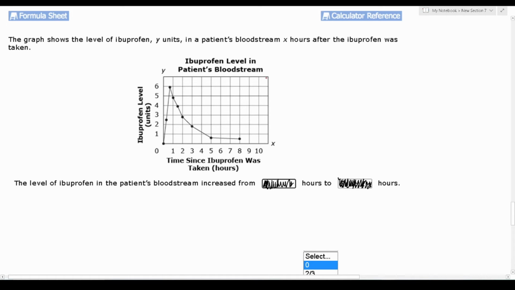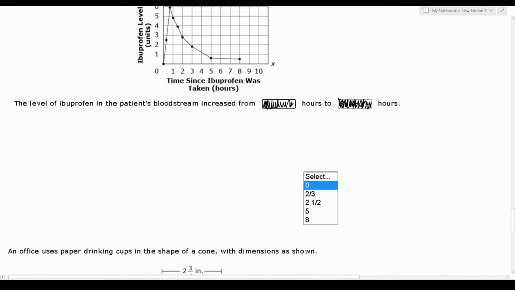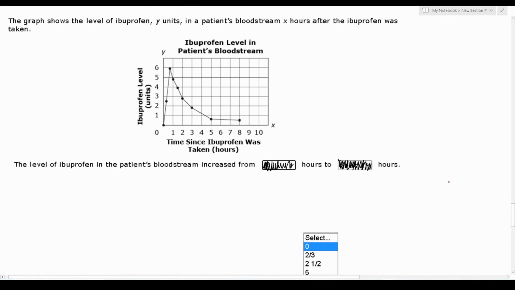All right, this next question says, the graph shows the level of ibuprofen, Y units in a patient's bloodstream X hours after the ibuprofen was taken. The level of ibuprofen in the patient's bloodstream increased from blank hours to blank hours. Okay, and we can see that we have these drop-down choices, and here are our choices for here as well as here. So to answer this question, we have to analyze this chart and figure out when the amount of ibuprofen in the patient's bloodstream was only increasing.